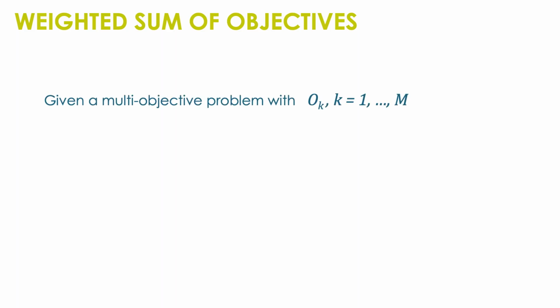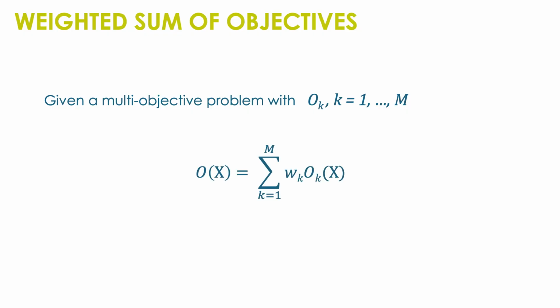As we have seen in the previous video, we are given a multi-objective optimization problem with some objectives O_k, with k going from 1 to capital M, and we want to combine these objectives into one single objective O, trying to make a weighted sum of all the objectives. So we make a sum for k from 1 to capital M of the product of w_k, a constant weight, multiplied by the value of the objective. The weights are supposed to be all positive.